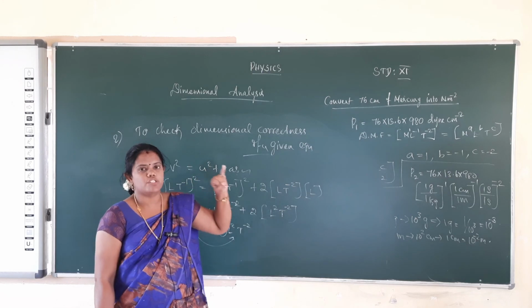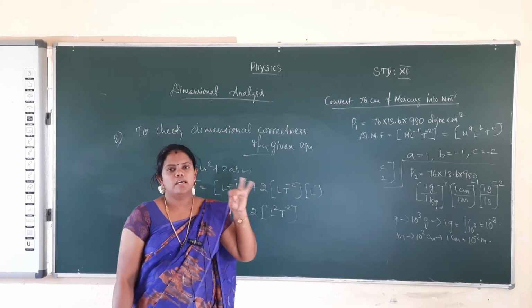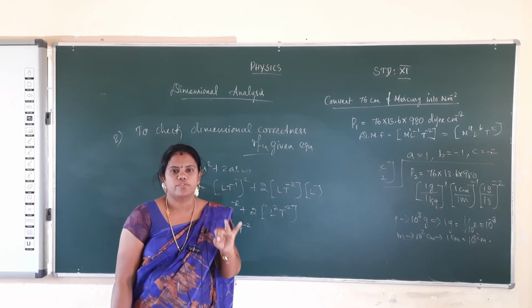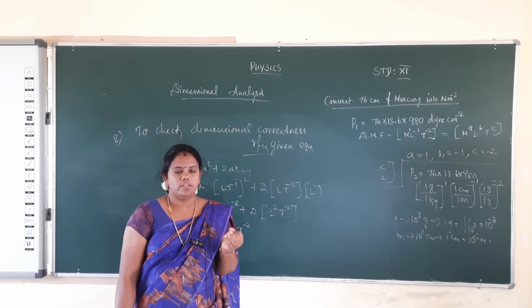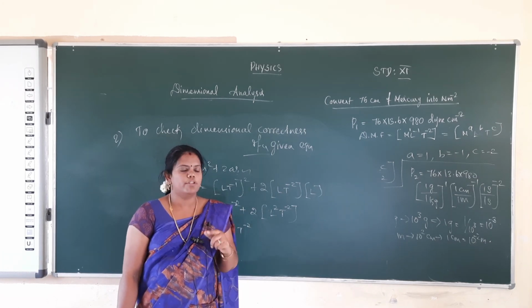What's the first use? Convert a physical quantity from one system of unit to another system of unit. And the second one, to check the dimensional correctness of the given equation. These two questions are very, very important for detailed and 3-mark answers. Okay, you have to learn thoroughly.